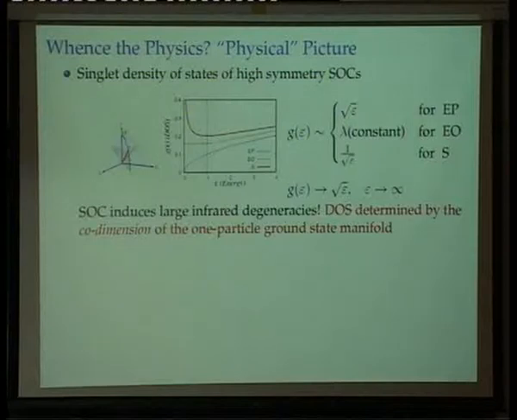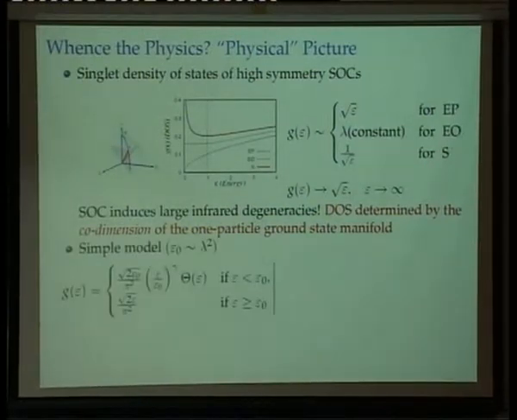So what you actually see is that the density of states is determined by the core dimension of the ground state manifold of the one-body problem. If I had the EP gauge field, the ground state manifold is a set of 2 points, core dimension is 3, it's root E. If I have the EO gauge field, the ground state manifold is a ring, core dimension is 2, it is constant. And if I had a spherical gauge field, the ground state manifold is a sphere, core dimension is 1, and that's 1 over root E. This is all in the infrared. In the ultraviolet, it goes back to root E, because the ultraviolet cannot see the spin-orbit coupling significantly.